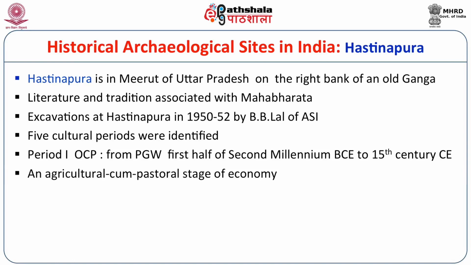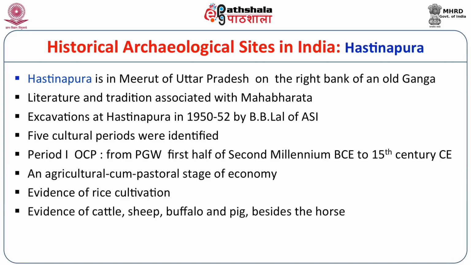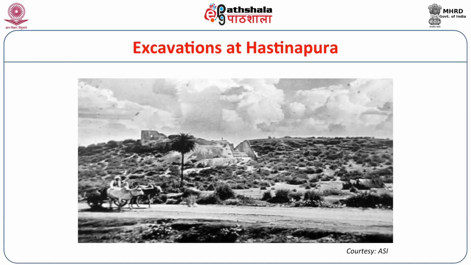The early period economy was basically agricultural and pastoral in nature. We have also found evidence of rice cultivation at this site. Again, evidence of various animals, cattle, sheep, buffalo, pig, besides horse has been found at this site. From the excavation, they have also documented evidence for flood. This is one important historical site of India. This particular image shows the mound at Hastinapura and earlier excavations.